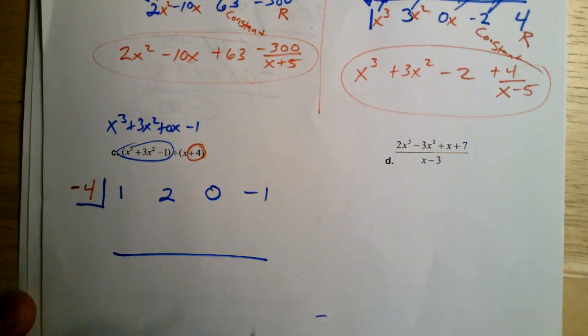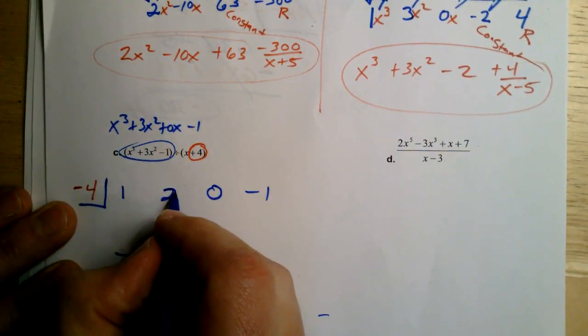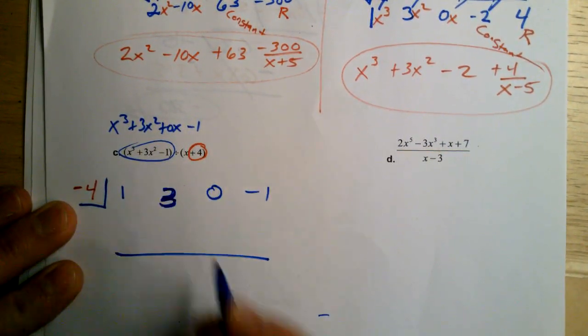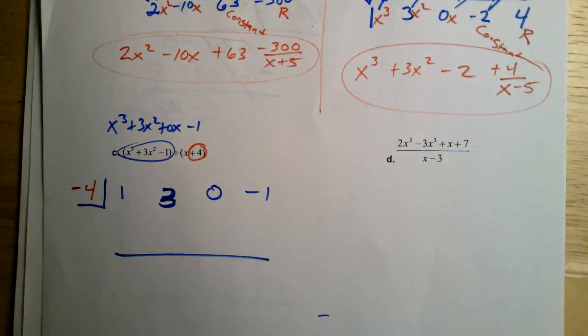Okay, leave some room. I'm confused. Where did you get the 2 from? Oh, that's a 3. Sorry. That 3 there. Good eye, good eye. Just seeing if you're paying attention, Lily.